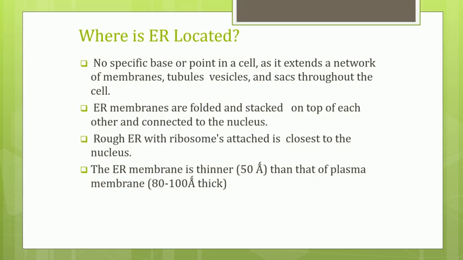Now if we see the membrane of the endoplasmic reticulum, it is thinner as compared to that of the plasma membrane. The thickness of the plasma membrane is 80 to 100 angstrom, whereas that of the endoplasmic reticulum is 50 angstrom.